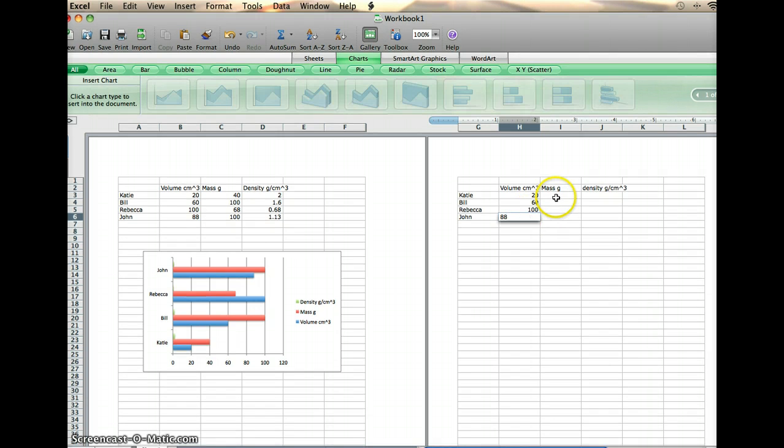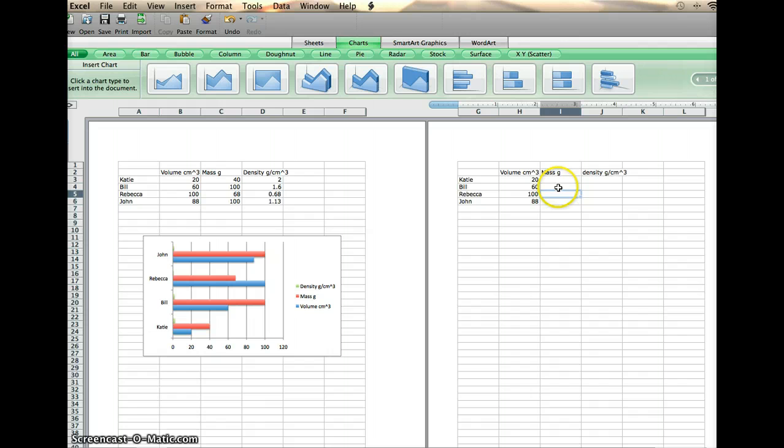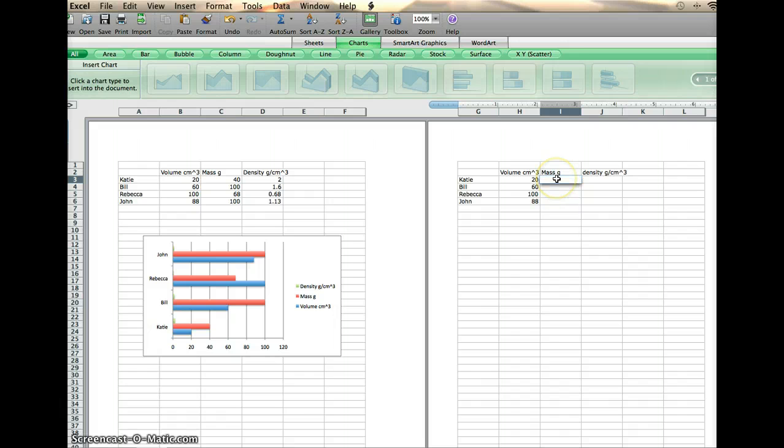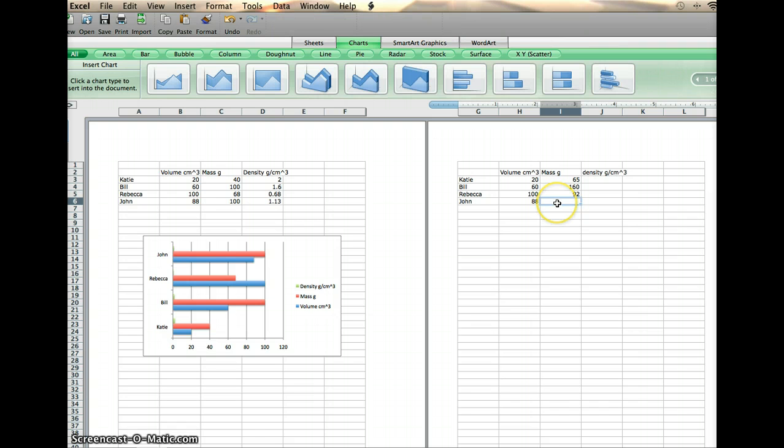Now, Katie decided to bring back some seashells and sand. So her mass went from 40 to 65. Bill's went from 100 to 160. He packed a lot more on the way back. Rebecca's went from 68 to 92. And John's went from 100 to 116. So he didn't bring back that much.